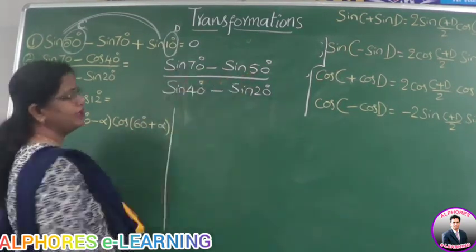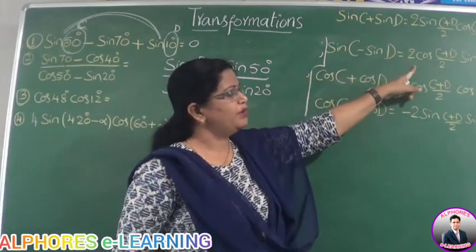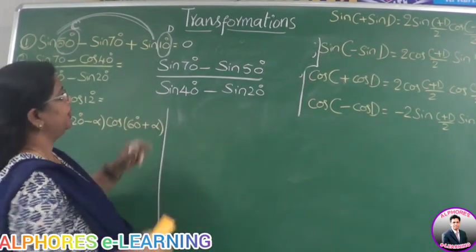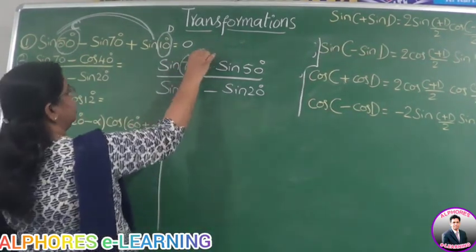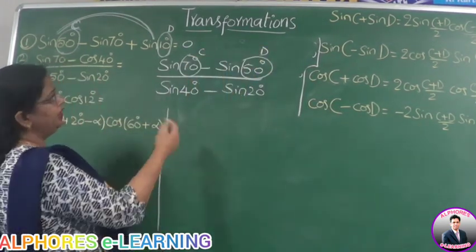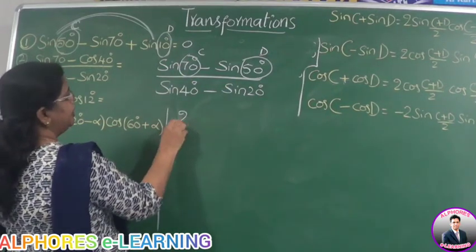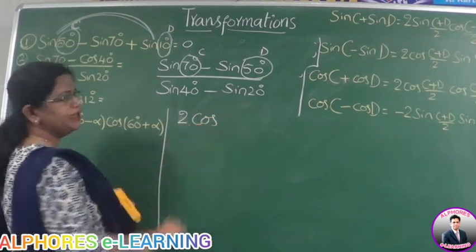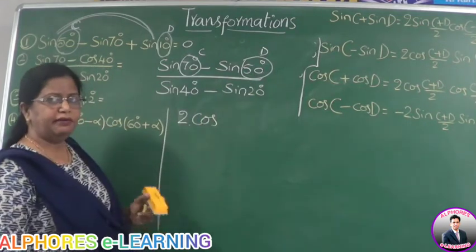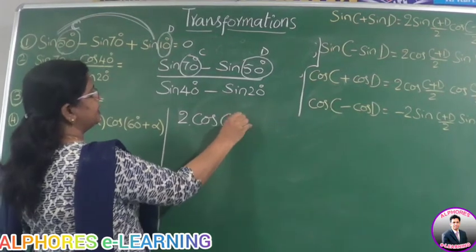Now sin C minus sin D, what is the value? Sin C minus sin D is 2 cos (C plus D)/2 into sin (C minus D)/2. So here this value is your C, and next this value is D. Now you are going to make use of the formula sin C minus sin D. Then it is 2 cos (C plus D)/2. C plus D by 2 means 70 plus 50 divided by 2. That means 120 by 2. 120 by 2 means 60 degrees.